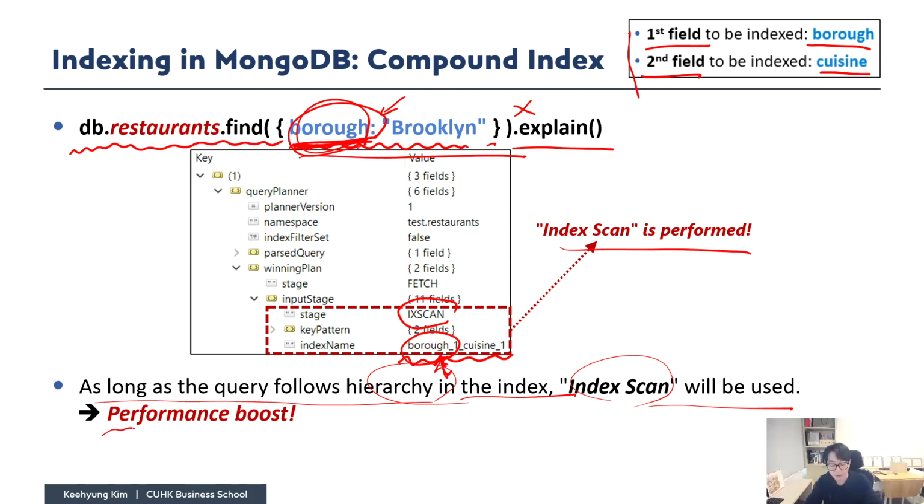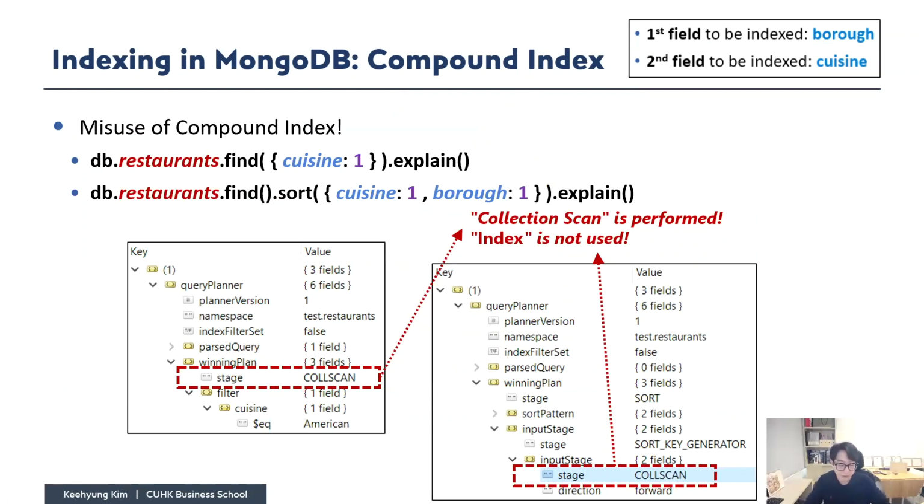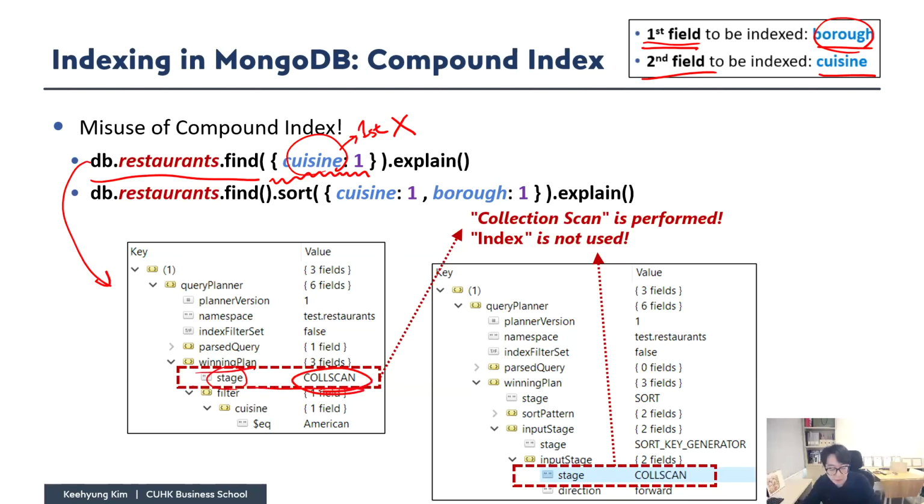Then you have a performance boost, basically. Now, this is an example of misuse of a compound index. Again, you made a compound index with the first field as borough and the second field as cuisine, and you design a query to find restaurants based on the cuisine like this. Then cuisine is the first level, but the first level here is borough, so it doesn't match and the index will not be used. Based on this query, if you put explain, it says that on the winning plan stage it is a collection scan. So MongoDB will scan all documents in the collection, not using the index.